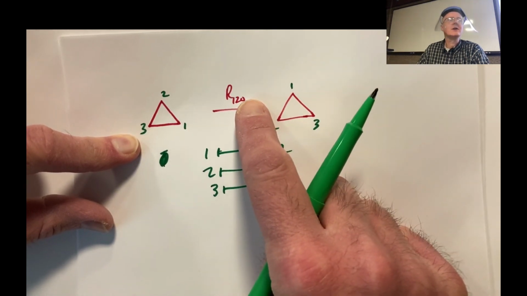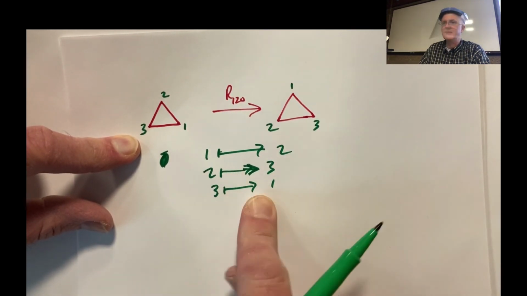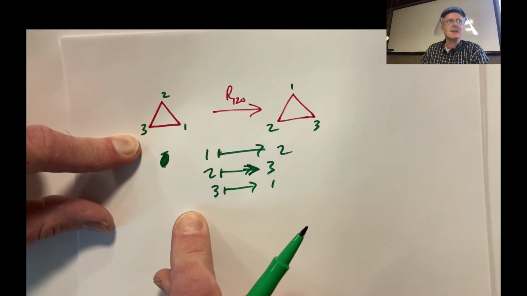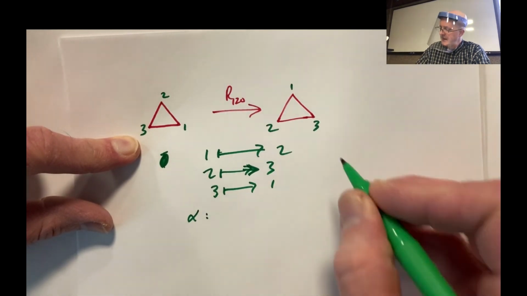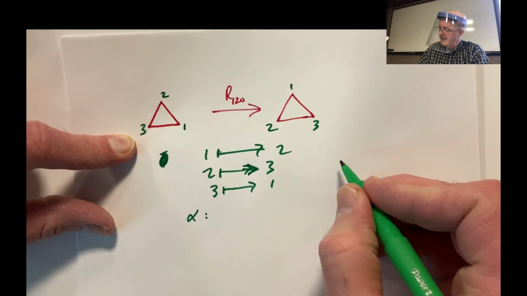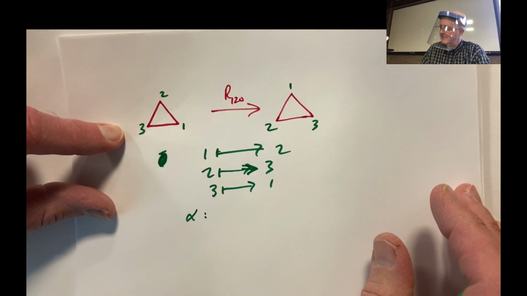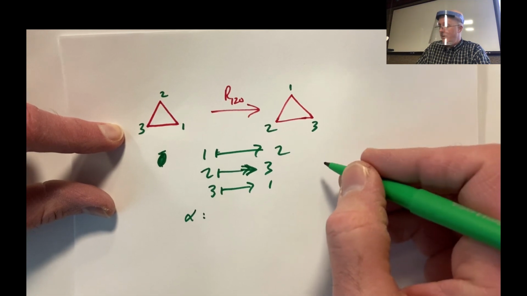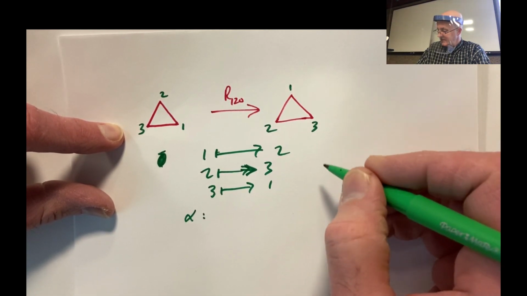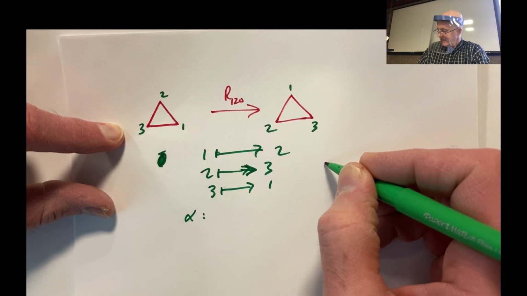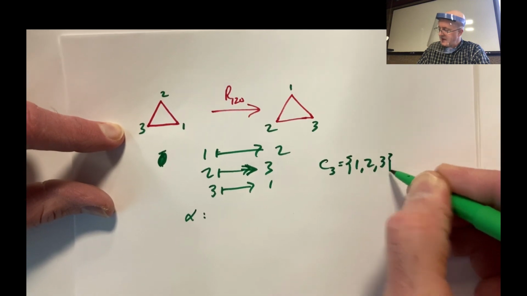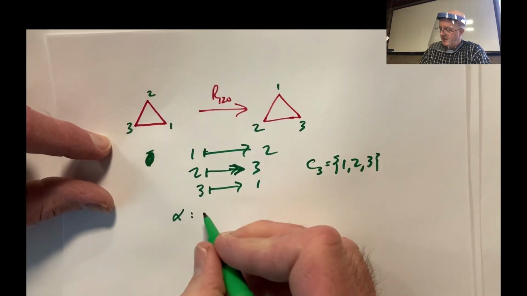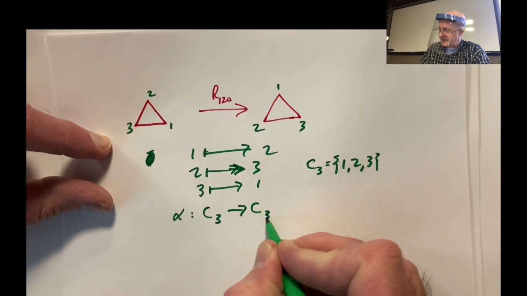Maybe we shouldn't call it R120 anymore, because if we're just thinking of this being this function on this 3-element set, it's not really a rotation anymore. It's a function. It's traditional to use a Greek letter. I'm going to give the 3-element set a name. I'll call it C3. But that's just kind of an arbitrary letter to use. Alpha maps C3 to itself. It's a one-to-one and onto function.